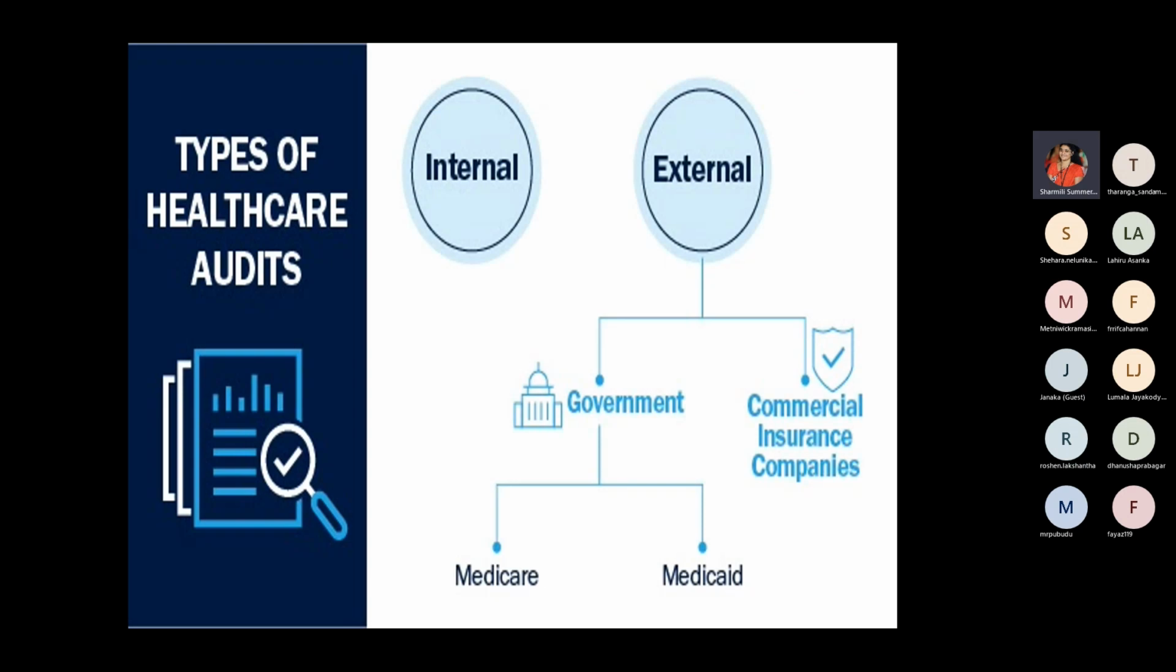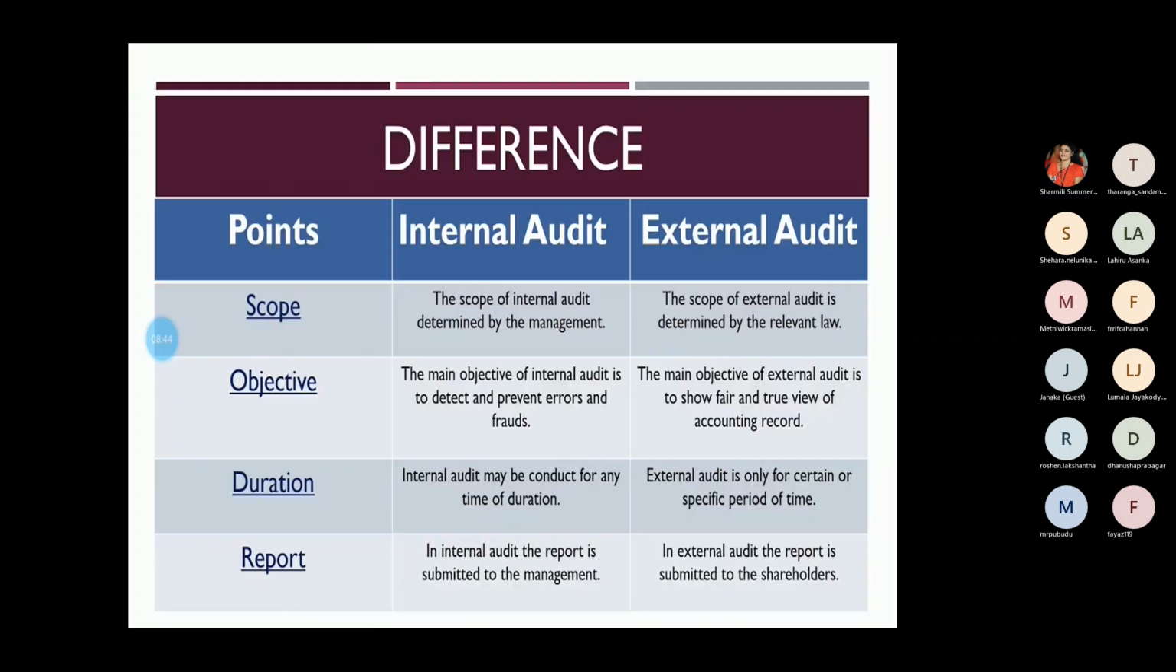Next, we'll see the types of healthcare audits. There are different kinds of healthcare audits, but basically we are dividing them into two types: internal healthcare audits and external healthcare audits. Here we'll see the difference between the internal and the external audit. The first criterion or feature is the scope: to whom or to which part we can apply this audit.